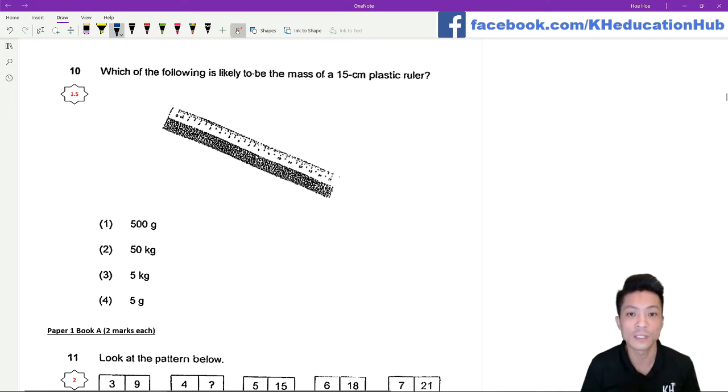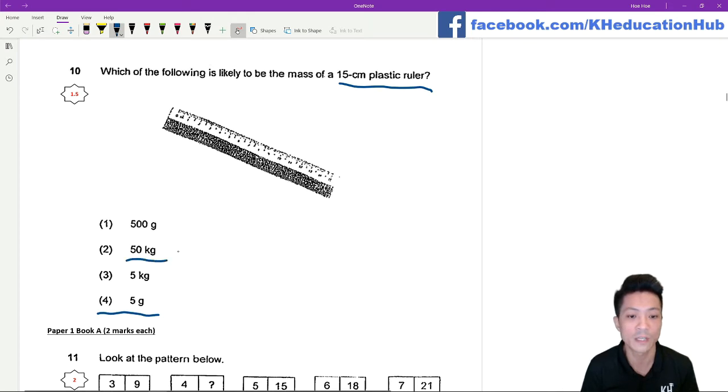Question 10, which of the following is likely to be the mass of a 15 cm plastic ruler? Okay, the answer should be number 4. If you choose some other answers, like 5 kg, then your ruler is probably a brick, right? Try not to bring a brick to school.